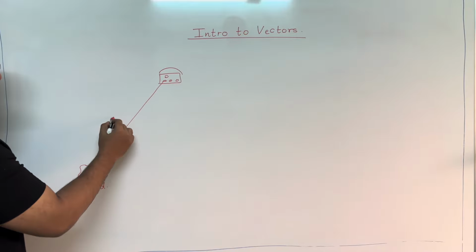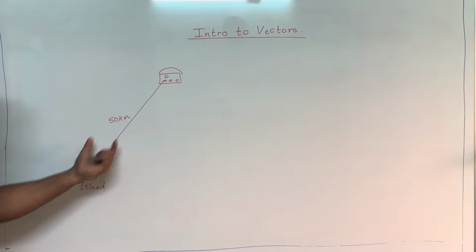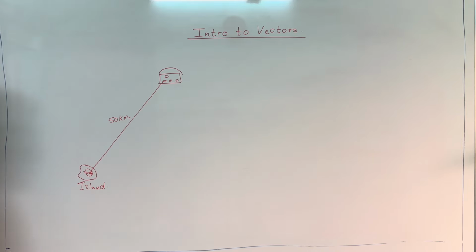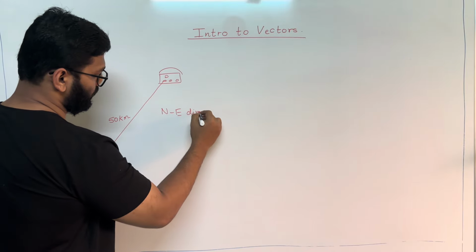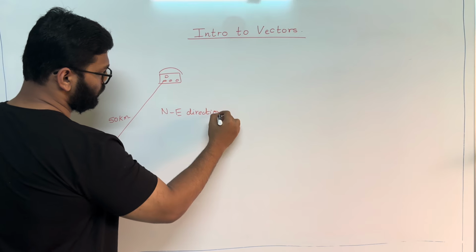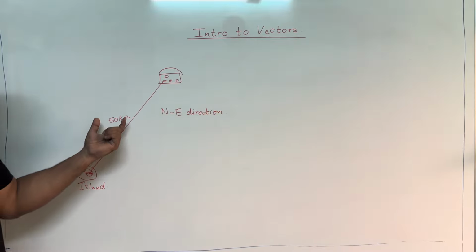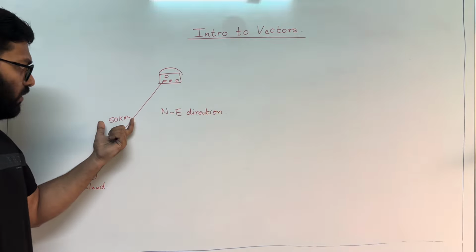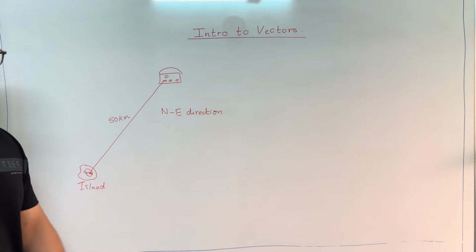Let's say it is 50 kilometers away from this island, and it is in the northeast direction. Now tell me, to locate this treasure correctly, does he only require the distance information, or only the direction information, or does he require both of them?